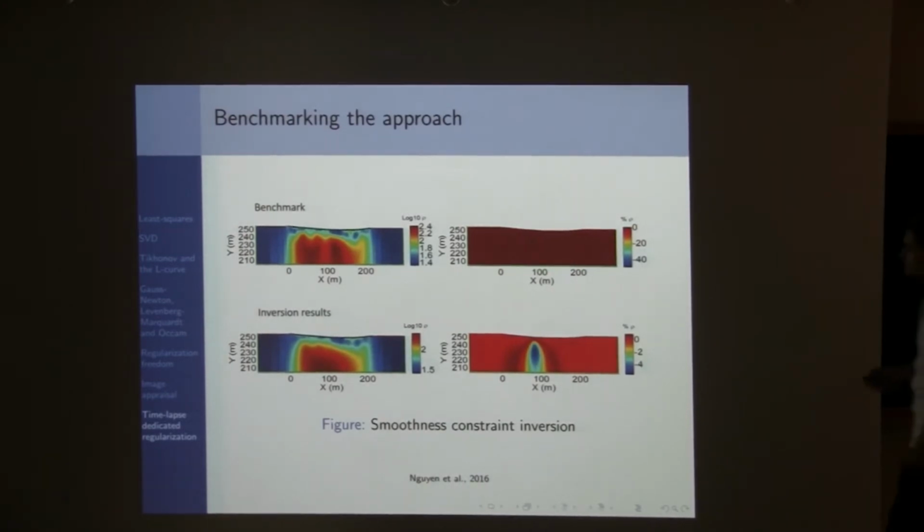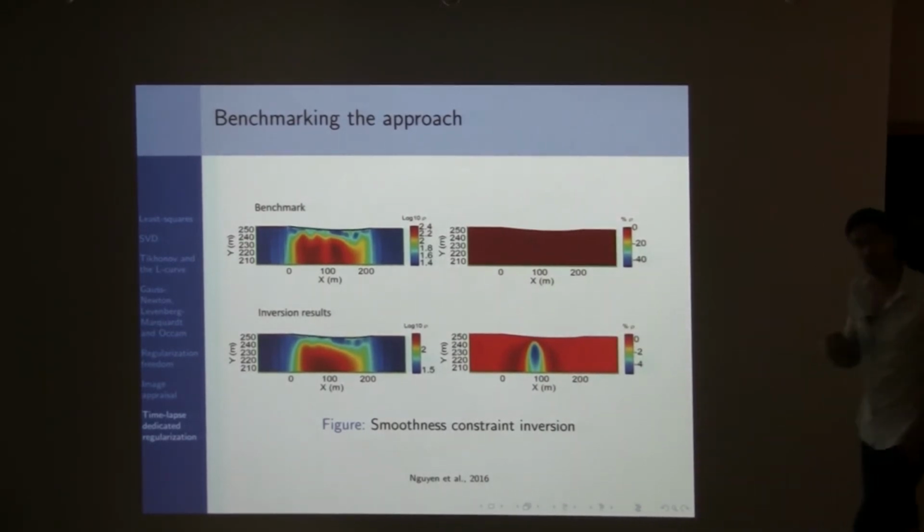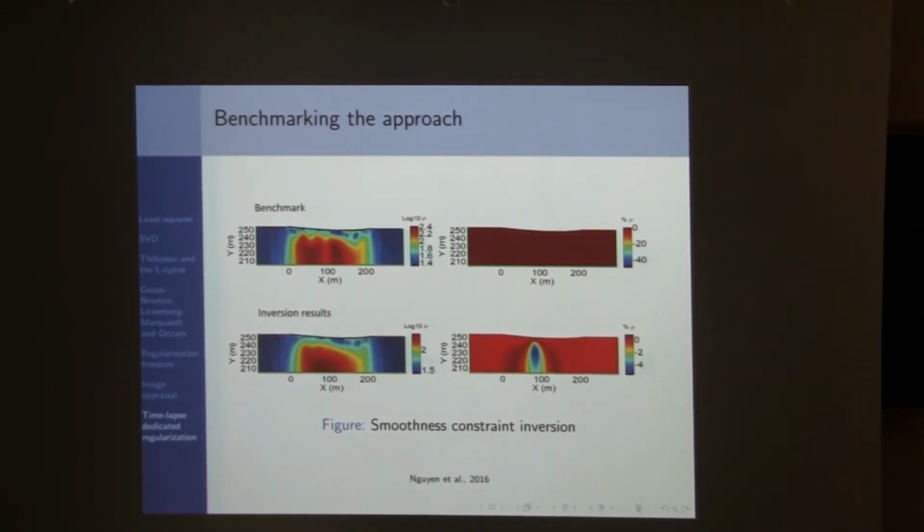Our toy problem was trying to find a tracer that would go through a limited zone here. And so we benchmarked the approach using a numerical problem, a simple forward-inverse approach. So this is what a smoothness constraint inversion would produce. You know that something has gone through, but it's like a big potato.